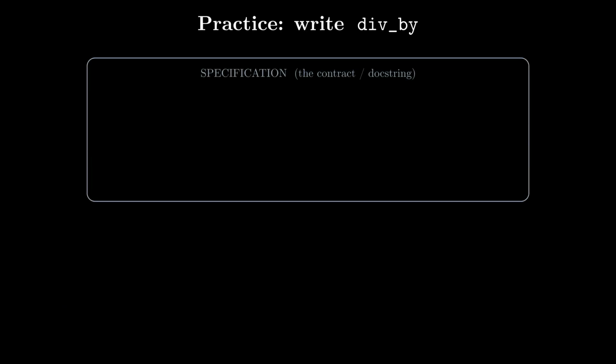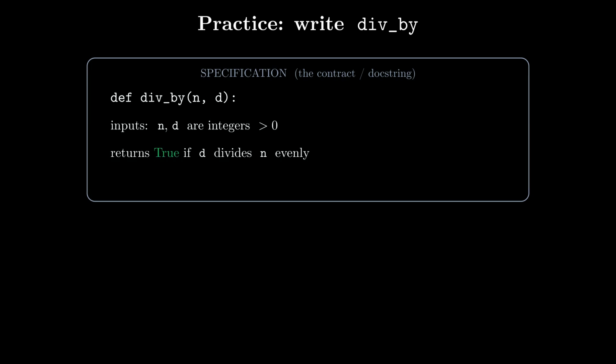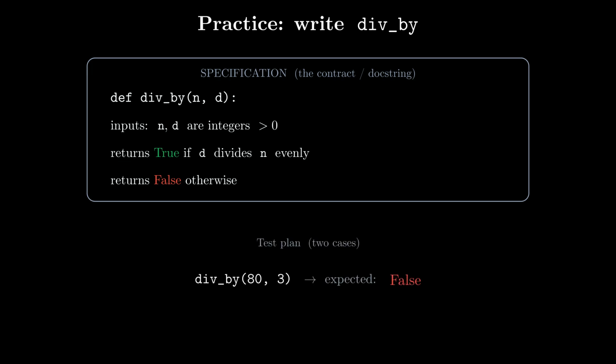Let's practice by writing a new function. Here's the specification, the contract. Write a function called diff_by. It takes two inputs, n and d, both integers greater than 0. It returns True if d divides n evenly, and False if it does not. To check our work, we test two cases. diff_by of 80 and 3 should give False because 3 does not divide 80 evenly. diff_by of 80 and 4 should give True because 4 does divide 80 evenly. Two tests, one expecting False, one expecting True.